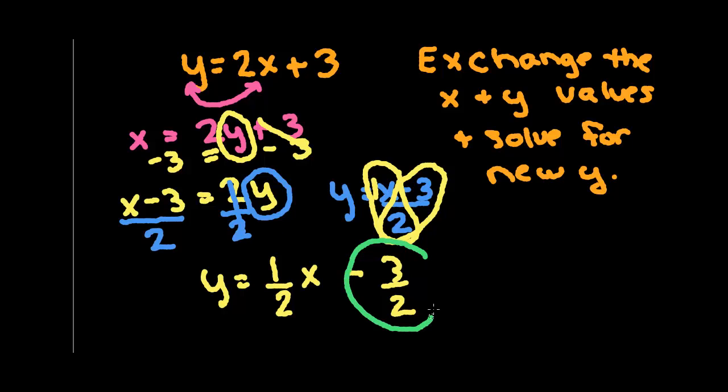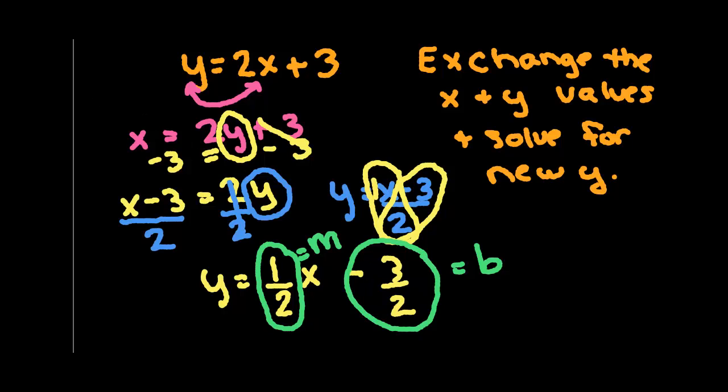So this is my y-intercept, b, and this is my slope, m. If I'm now going to graph that equation, I can more easily graph the y-intercept and then follow my slope directions from there.